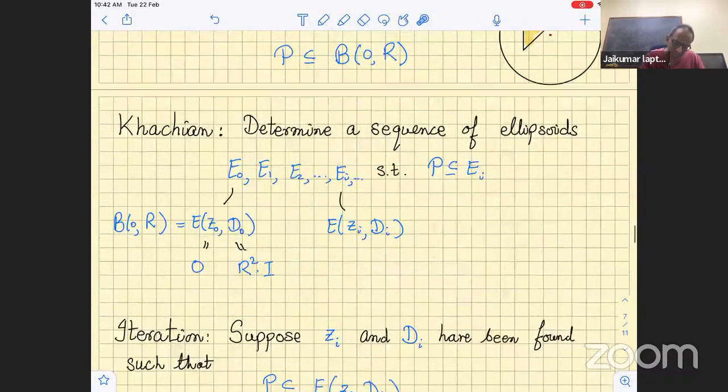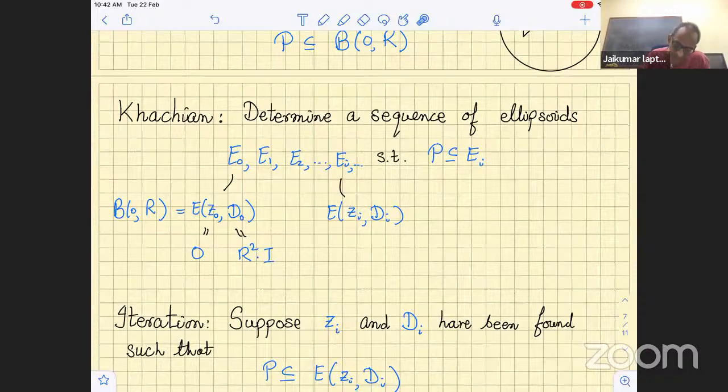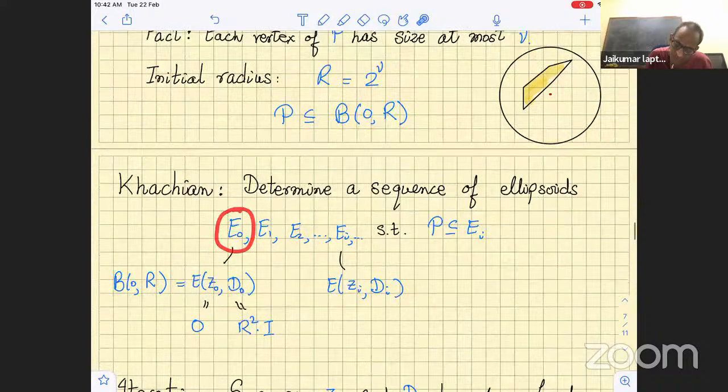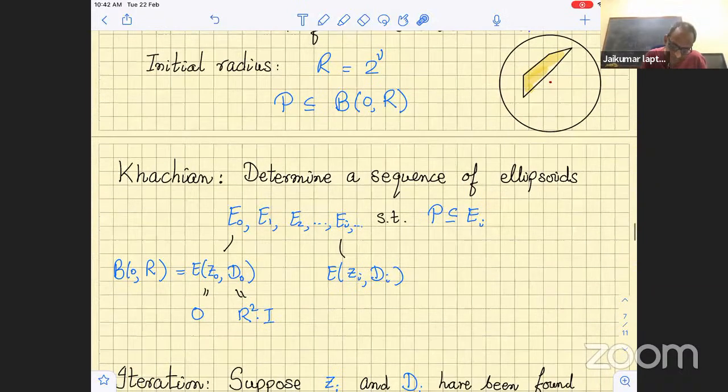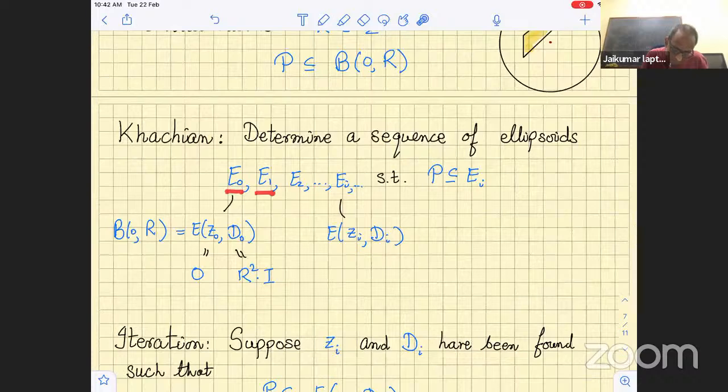So the idea is the following. Initially, we have already been given an ellipsoid which contains the polytope. We will successively build more and more ellipsoids, which will all contain this polytope. So in Khachiyan's method, we will go through a sequence of ellipsoids.